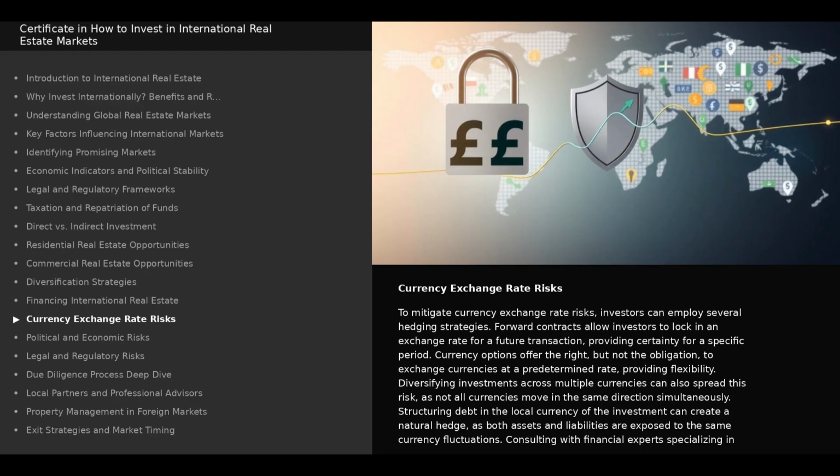Structuring debt in the local currency of the investment can create a natural hedge, as both assets and liabilities are exposed to the same currency fluctuations. Consulting with financial experts specializing in foreign exchange is highly recommended to implement effective hedging strategies. Proactive management of currency risk is essential.